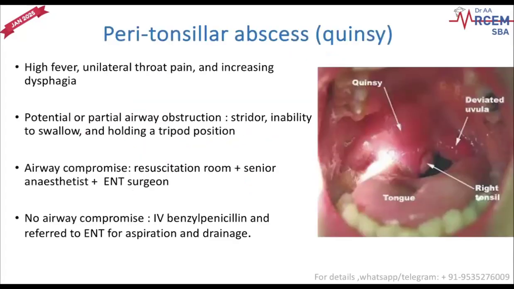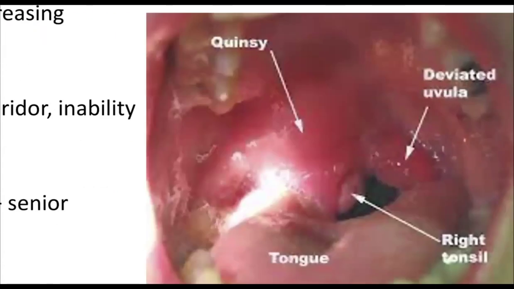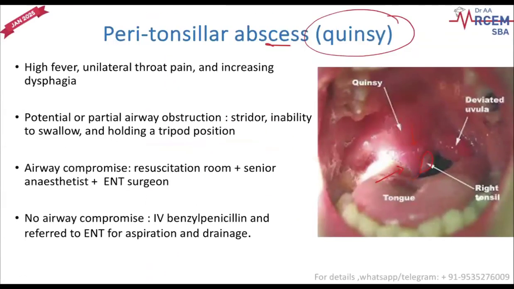Peritonsillar abscess, as I told you, is one of the complications. It is also known as quinsy. Closely have a look. This is the tonsil that you are having. Behind the tonsil is the swelling which is present. That's why it is known as peritonsillar abscess. This swelling is present mainly because of accumulation of pus. That's why it is known as abscess.